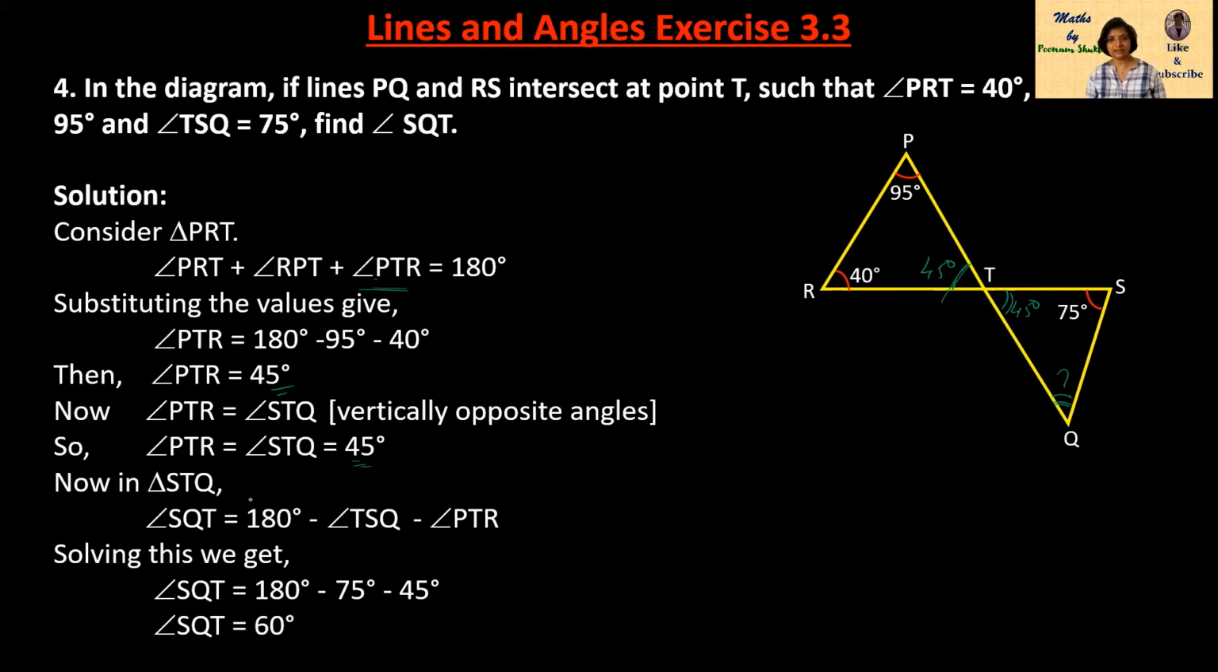Now in triangle STQ, you know these two angles, and you have to find the angle SQT. It's very simple. You subtract the sum of these two angles from 180 degrees, which I have done here, and then we got 60 degrees. So this angle will be 60.